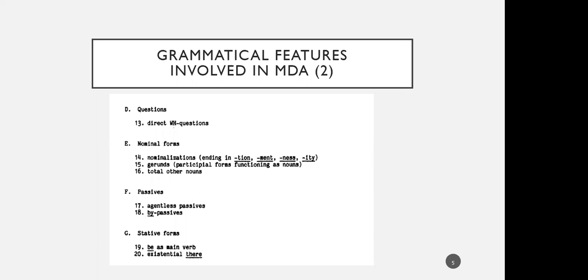Then two types of passives and stative forms like be as main verb, which is typically used to modify a noun with a predicative expression rather than integrating the information into a noun phrase itself. For example, the cat is white rather than the white cat. And existential there, which is used to introduce a new entity. For example, there are several reasons for that.